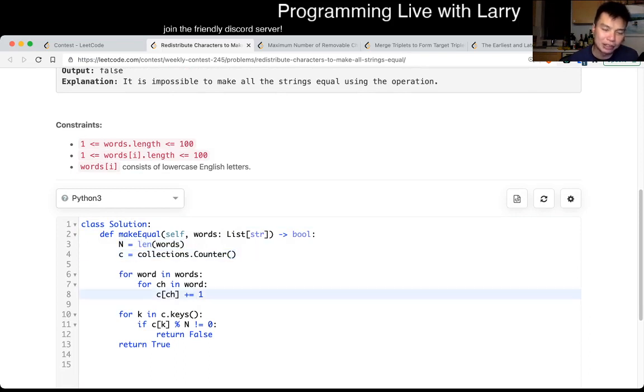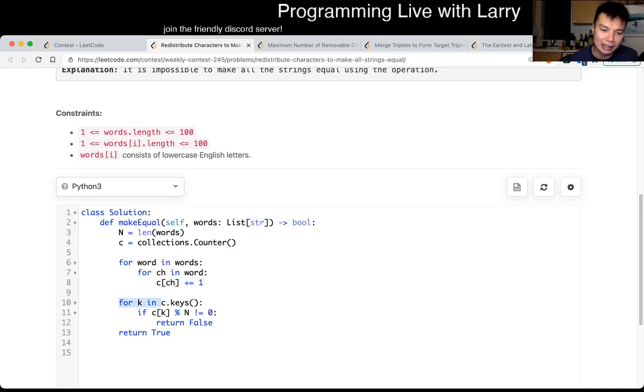For each character in each word, I put it into a count, basically a hash table with the number of counts. And then at the end, I just check each key to make sure that it is a multiple of n. So in terms of space, this actually only holds at most 26 characters because it's lowercase.